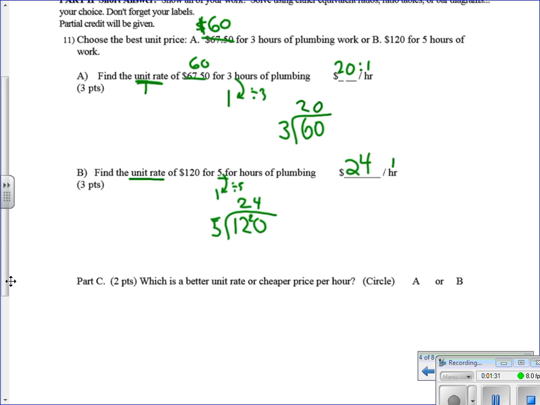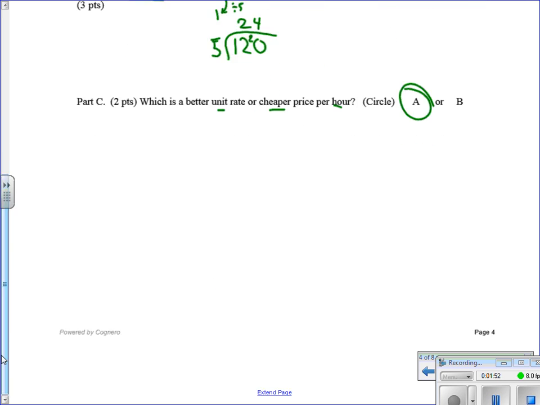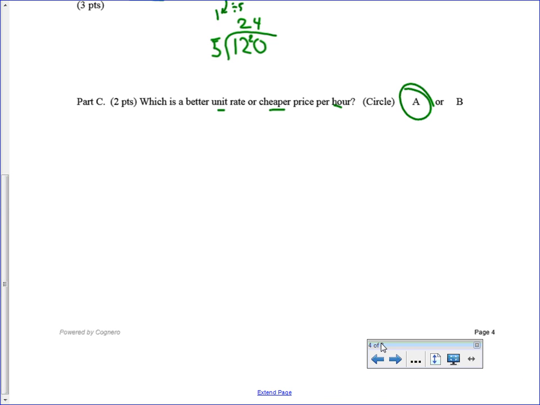So then the third part, part C, says, what's a better unit rate or a cheaper price per hour? Well, what's cheaper, $20 an hour or $24 an hour? Obviously, $20 an hour is cheaper, most people would say. But wouldn't it be cheaper for more hours? Yeah, sometimes, but you never know. All right. And nothing against plumbers. We'd be in trouble without them. All right. Next page.